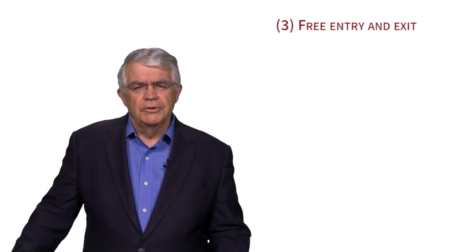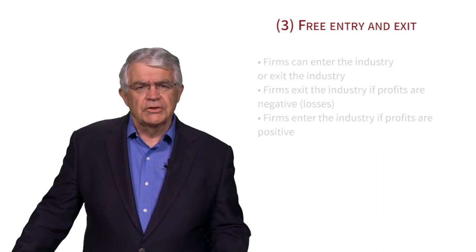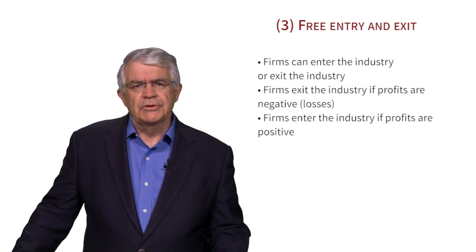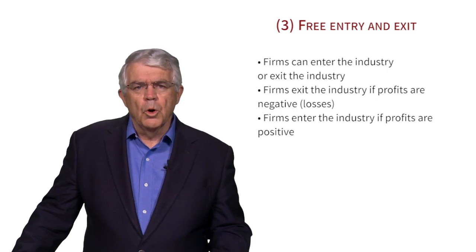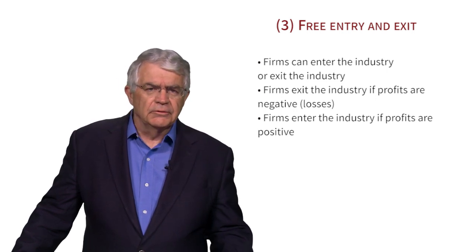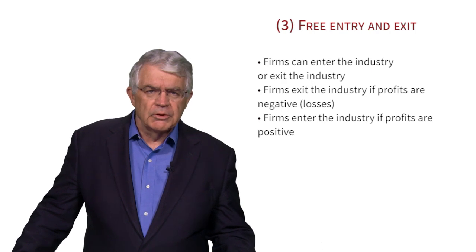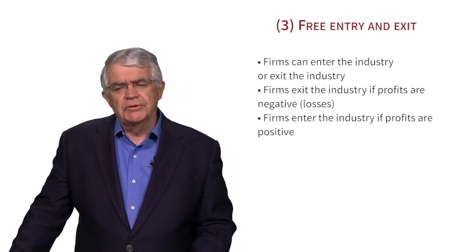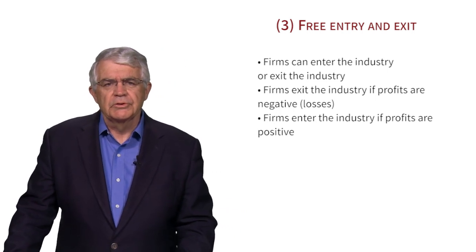The diagram is going to depend on this third assumption, which is free entry and exit, the third component of this model. And this is key. It's a little different, but it's very fundamental to competition. We're going to assume that firms can enter the industry or exit the industry. They can get out if they don't want to be in that industry, don't want to produce bicycles anymore, or they can come in if it looks like a good business to be in the bicycle production business.